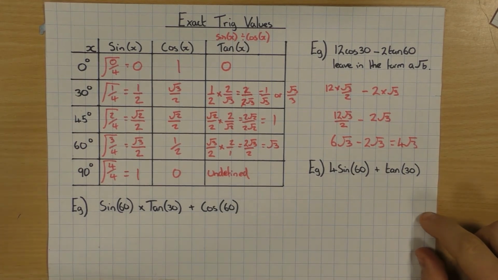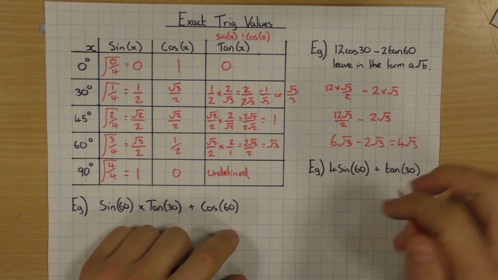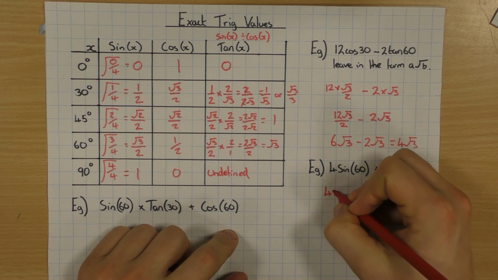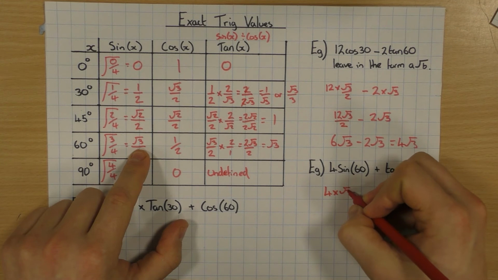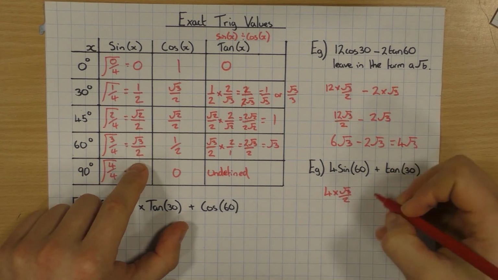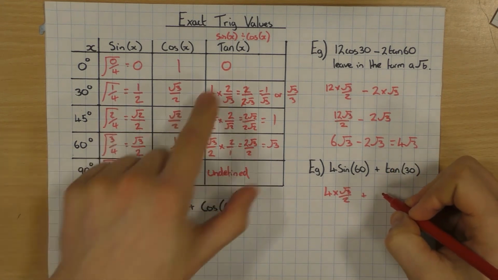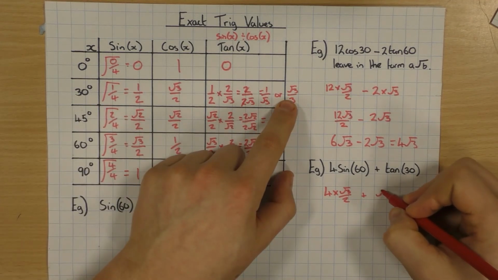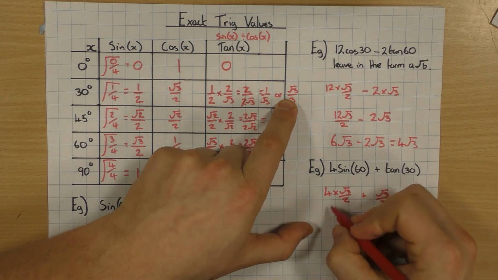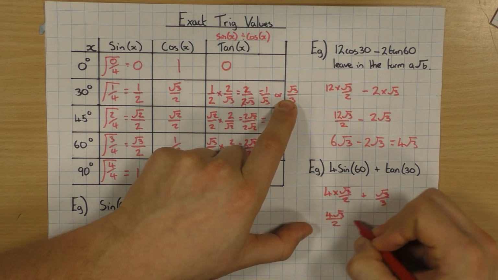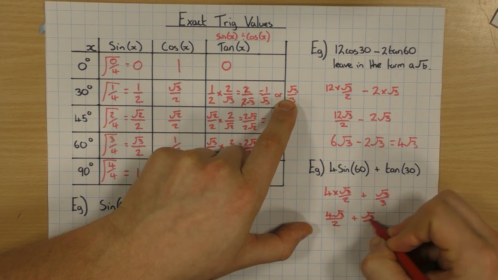Same idea with this one, except slightly different. So I've got 4 times sine 60. So sine 60 is root 3 over 2. And I'm going to add that to tan 30. So tan 30 is root 3 over 3. Now, a bit of simplifying. I'm going to times them together. So 4 root 3 over 2 plus root 3 over 3.